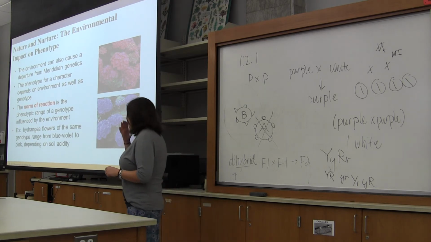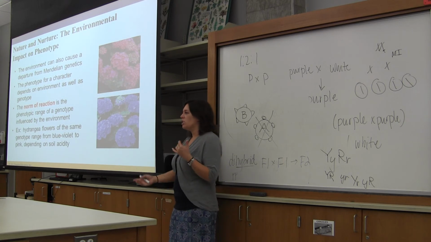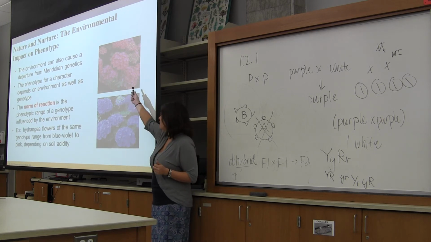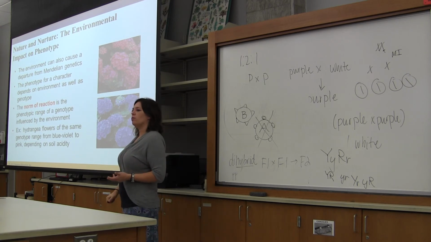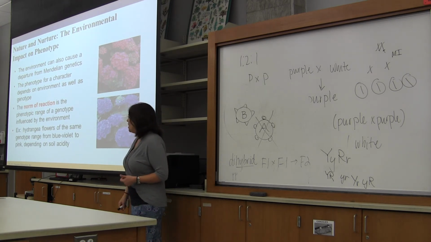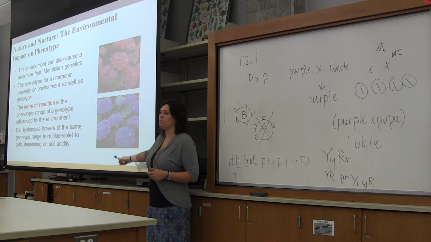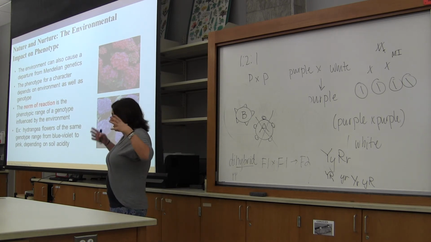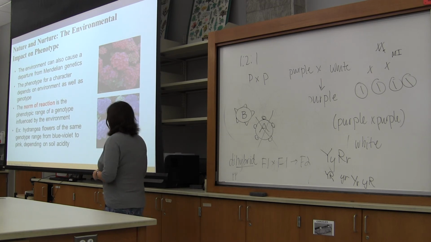And so we call this the norm of reaction. The norm of reaction is all the different phenotypes you can see based on a certain environmental condition. In this example, we're looking at hydrangeas and the acidity of the soil that they were grown in. If they were grown in a higher pH, you might get pink. If they're grown in a lower pH, you might get purple. And so this is an example of the environment having an effect on the phenotype of an organism.